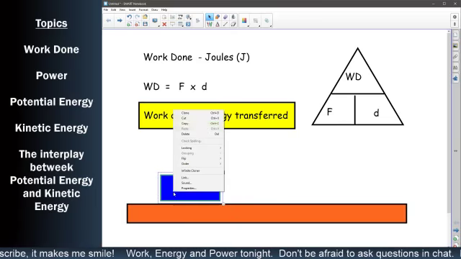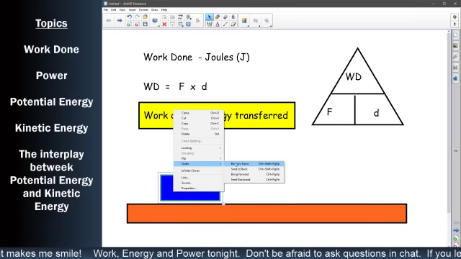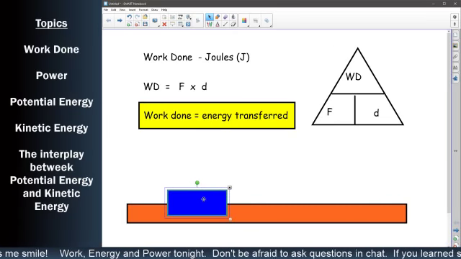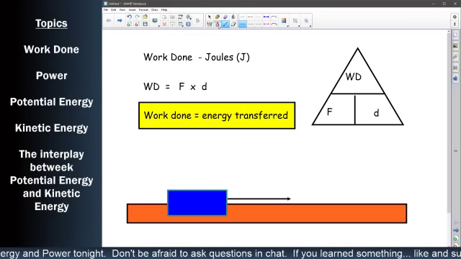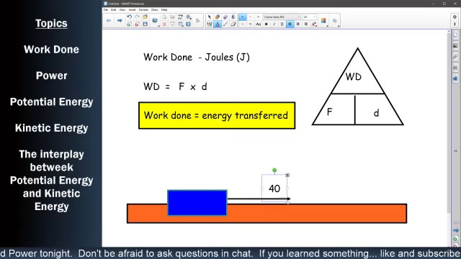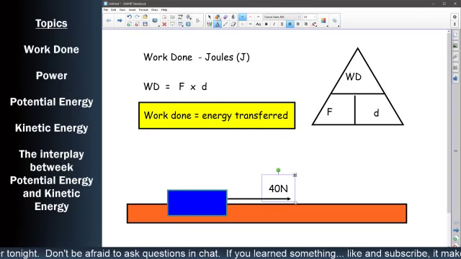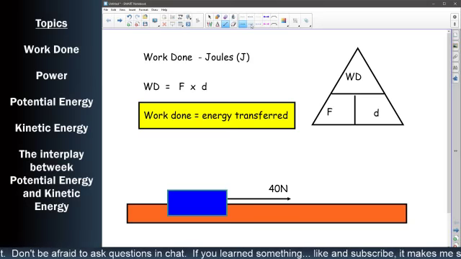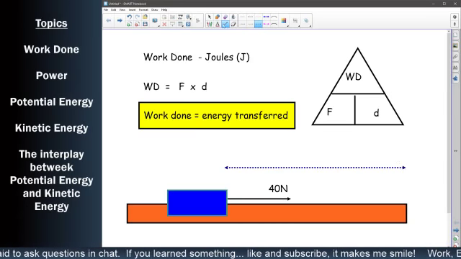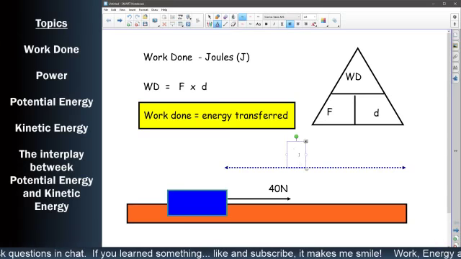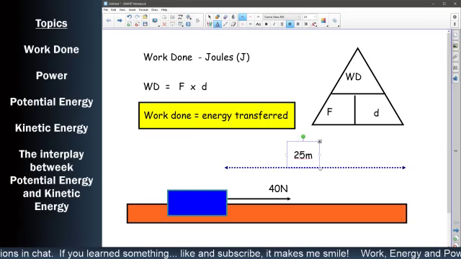Okay, so we're going to take this object, bring it to the front. I'm going to drag this object across the floor with some size of force. So an arrow that way and a force of, let's say, 40 newtons pulling it. And let's say that we managed to move this thing a distance. We're going to put a distance in like that, all the way across there, and that distance is 25 meters.